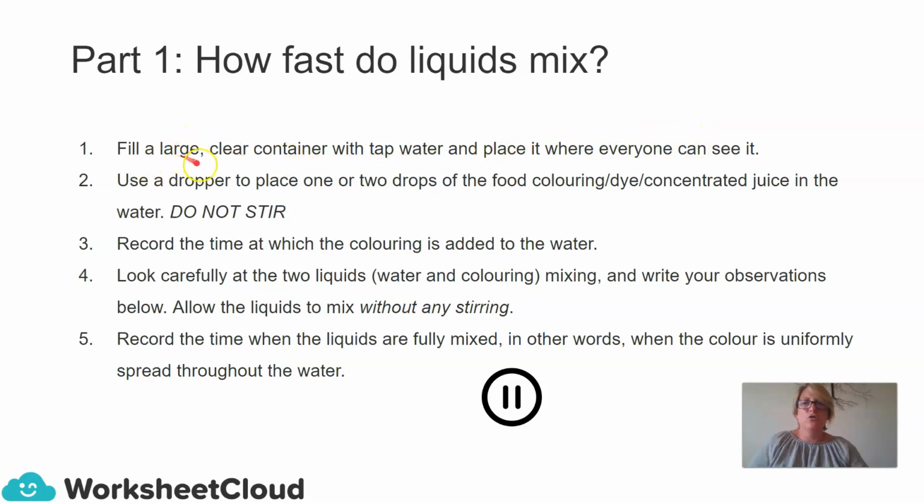Then you're going to use your dropper and place 1 or 2 drops of your food coloring or your dye or your concentrated juice mixture or a colored juice mixture into the water. Please do not stir. So just take the colored liquid and put a few drops into the water. Then record the time at which the food coloring was added to the water.